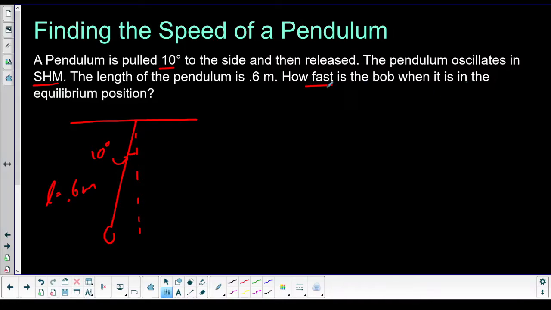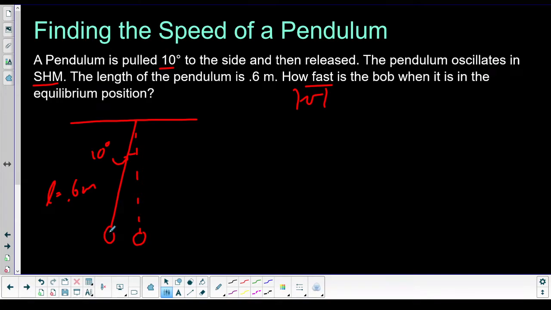So how fast, we're looking for a velocity, or maybe the absolute value of velocity, speed. And where is the equilibrium position? That's when the bob is hanging straight up and down. So this is actually an energy question. You're not going to be able to solve this by knowing about periods of oscillation and stuff like that.